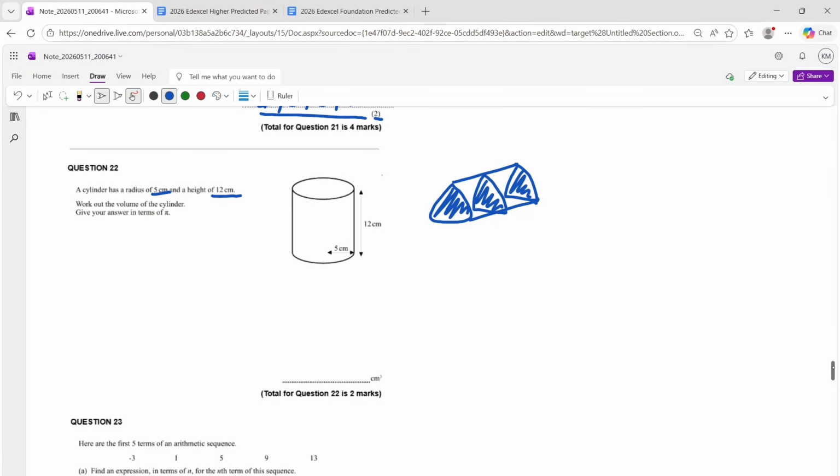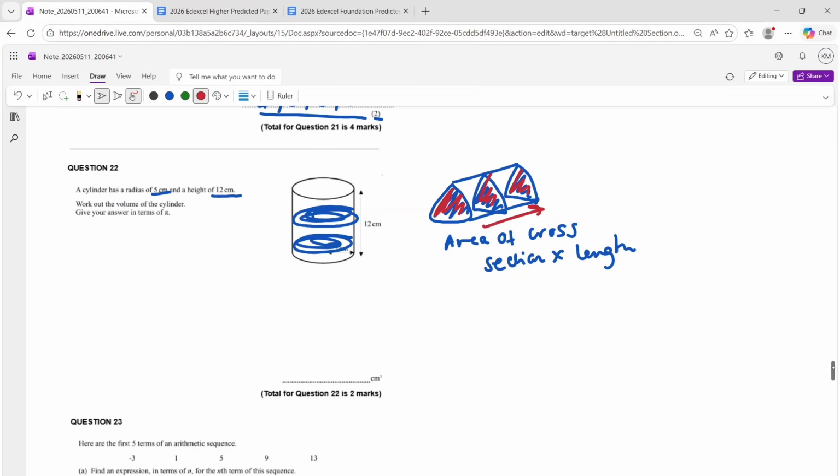If we think about a cylinder, anywhere you cut a cylinder is going to be a circle, isn't it? Anywhere you cut through there. So it is essentially a prism. So they give you this formula and they say volume of a prism is area of cross-section times length. Well, the cross-section is this bit that's going to be the same all the way through. And then the length is here. So with a cylinder, the way that works is this is your cross-section, this circular bit here.